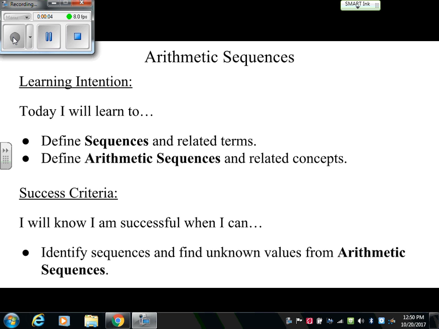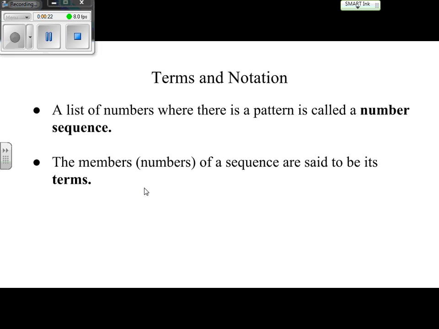Today we'll be starting a new unit on sequences, and so our goal is to define sequences and related terms, and also define arithmetic sequences and any concepts related to those arithmetic sequences. We will know we are successful when we can identify sequences and find unknown values from arithmetic sequences. So our first question is, what is a sequence?